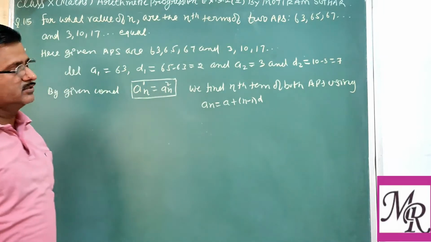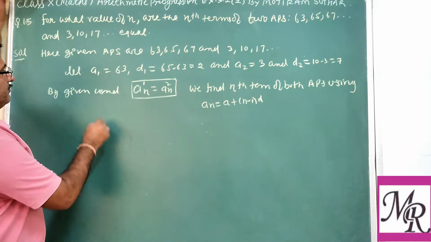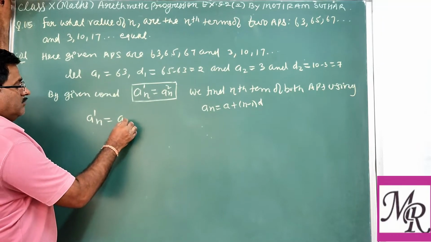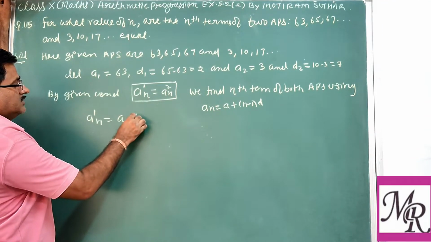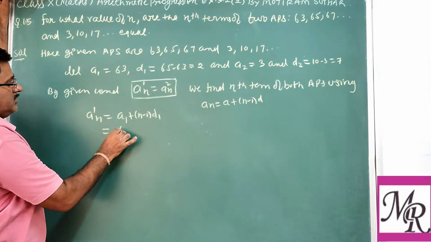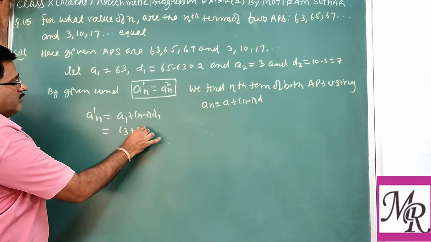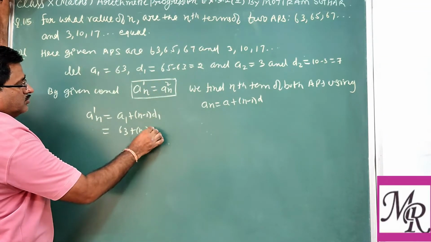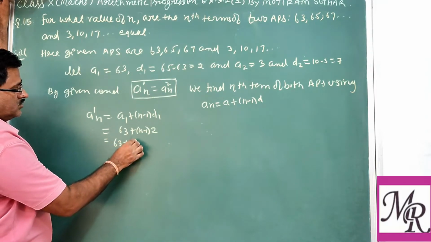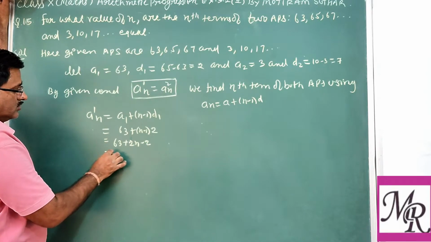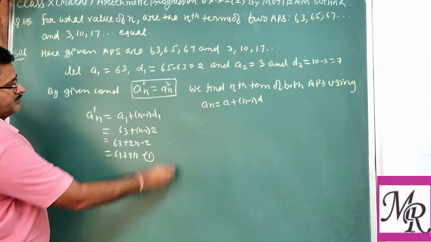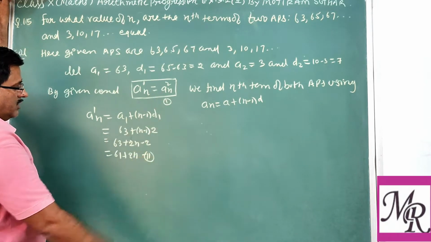So for the first AP, a1n equals the first term of the AP a1 plus n minus 1 into d1. So a1 is 63, n we want to find, and d1 is 2. So this is 63 plus 2n minus 2, so 61 plus 2n. This is equation 1.